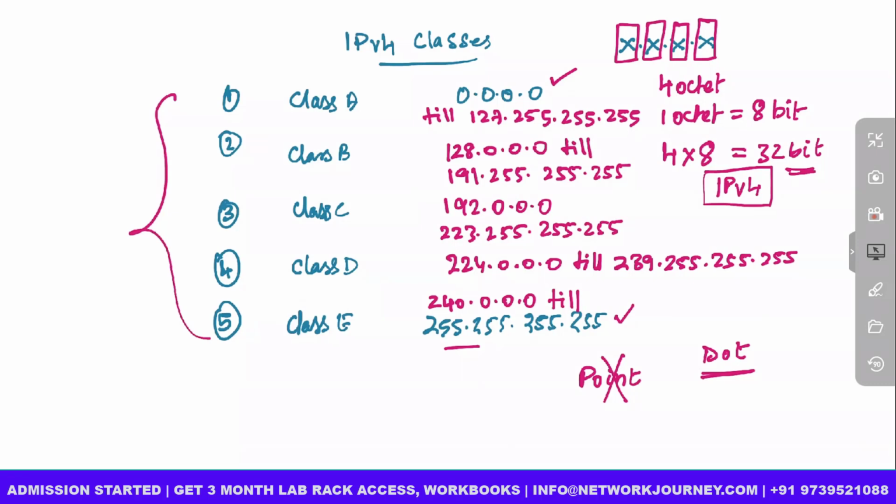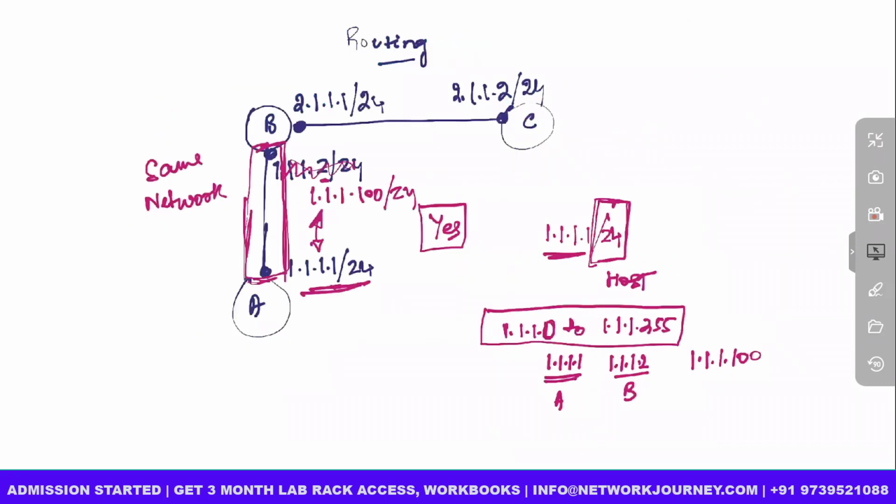So if I show you one example from here, you might immediately pick this from class A. You might say this belongs to class A because class A was 0 to 127. But you also need to consider the subnet mask. When you have the IP associated with a subnet mask, you need to consider where that falls. So in this case, this falls to class C.